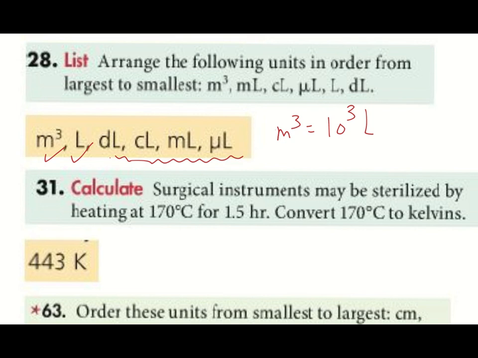Deciliter, 10 power negative 1. And then centi, 10 power negative 2. Milli, 10 power negative 3. Micro, 10 power negative 4. So here we are arranging them from the big unit to the small unit. Next question.